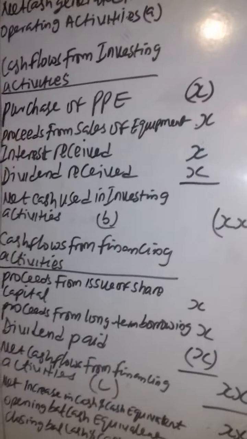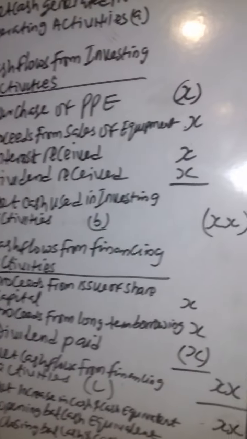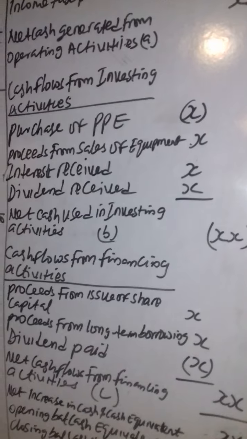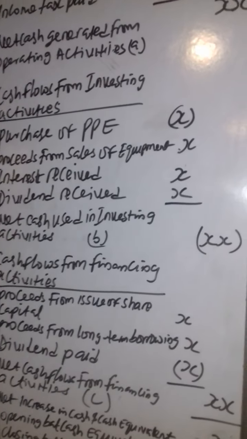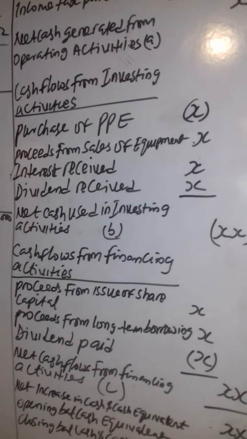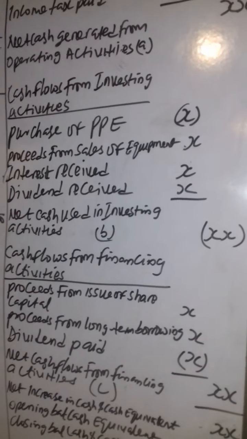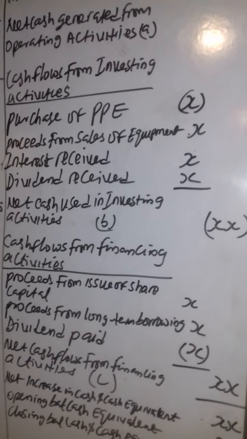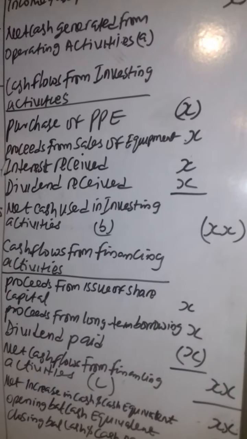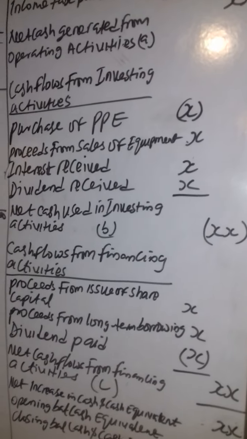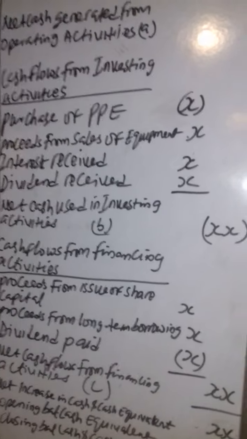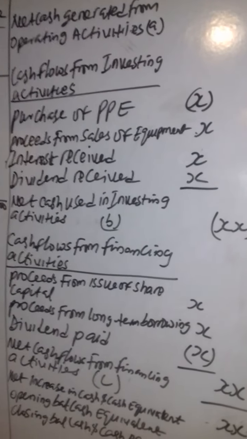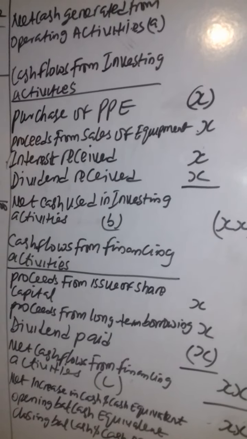Investing activities relate to all activities of purchasing assets, like long-term or non-current assets, to run the business. For example, purchase of property, plant and equipment, we call it PPE. Purchases of property, plant and equipment is an outflow. When you dispose of or sell an equipment or PPE, it is an inflow. The proceeds are an inflow.